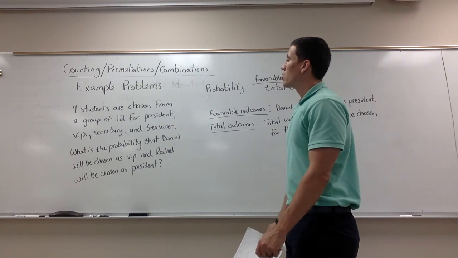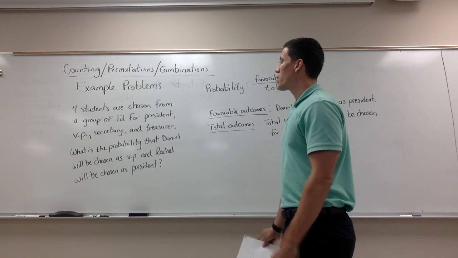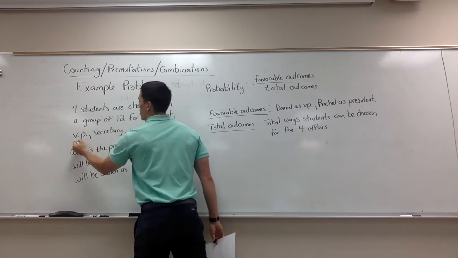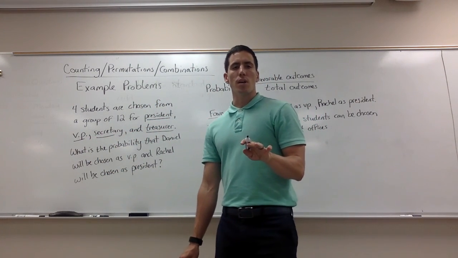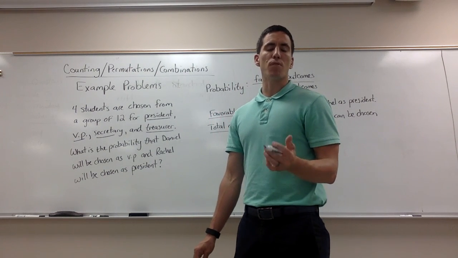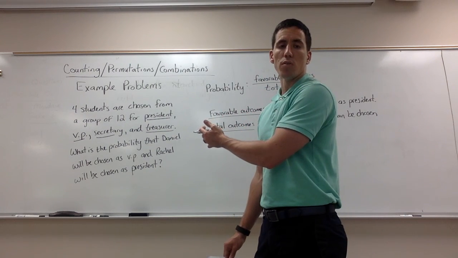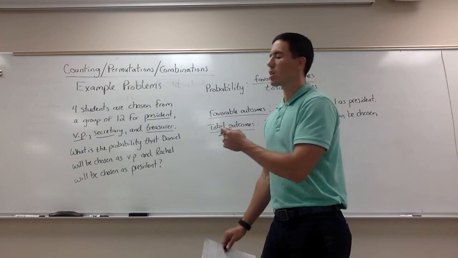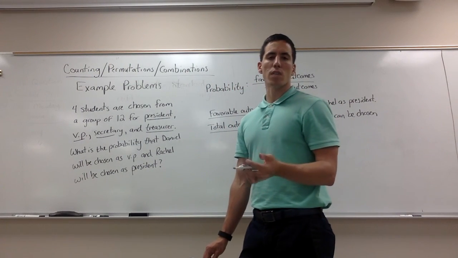Four students are chosen randomly from a group of 12 for the titles of president, vice president, secretary, and treasurer. Now, if we stopped right there, and we wanted to know how many different ways could students be chosen for those four roles from the group of 12, hopefully you would understand that in this case, order does matter. Because the roles are specific, order does matter. So we're going to be using a permutation instead of a combination.